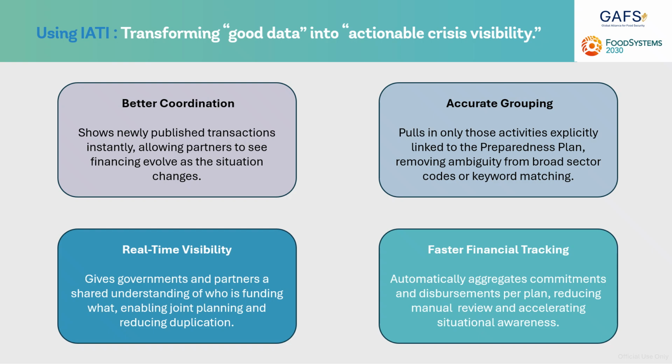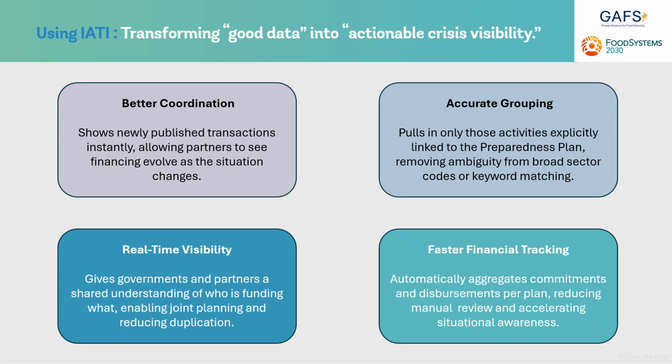Once publishers use the tag, everything on our side becomes immediate. The dashboard can automatically recognize that an activity is part of the response and surface the associated financing in near real time. As soon as a publisher includes the preparedness plan tag, the activity appears in the country's response view and becomes part of the running picture of who is funding what.